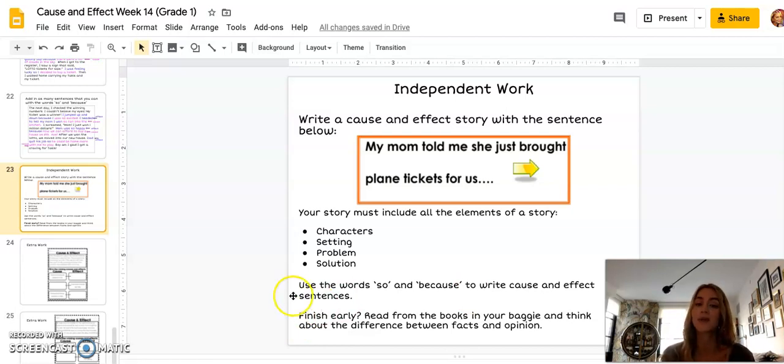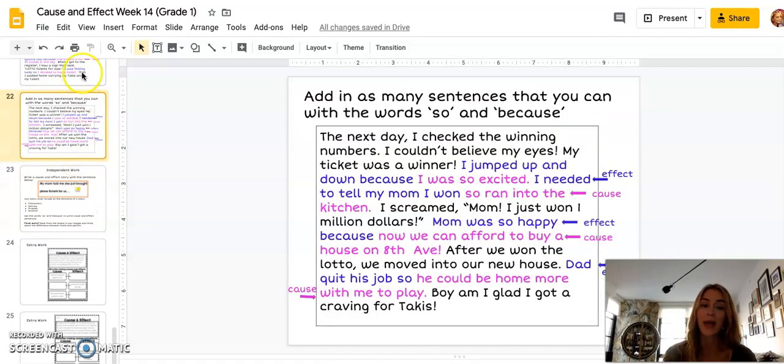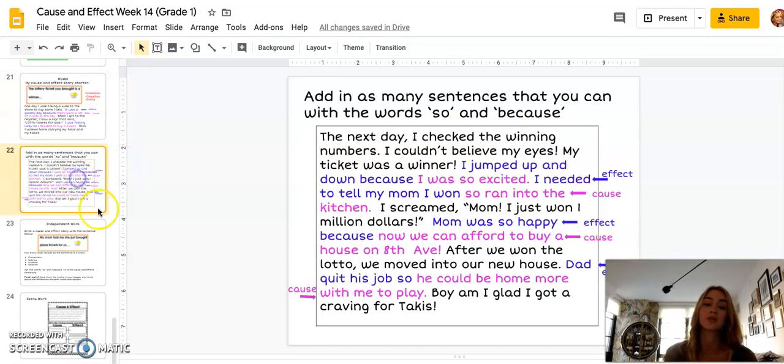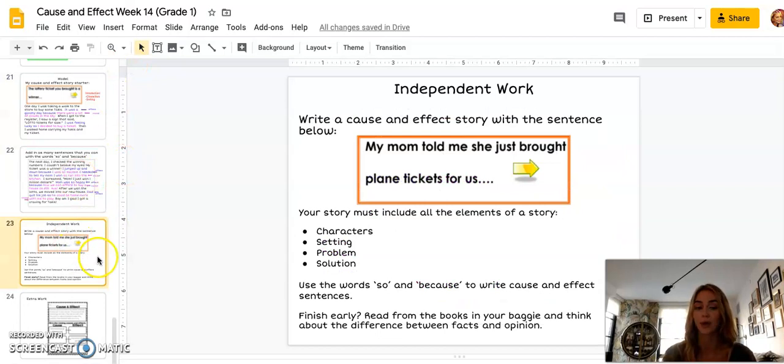I want to make sure that you understand what cause and effect is. I want you to write this down and take a picture of it so we can see your work. You can always go back and look at my model. I color coded the cause and effect so you can see. And as you know, I added characters, a setting, the problem and the solution. I want you to do that on your own. When you're done, make sure you upload it to Class Dojo.